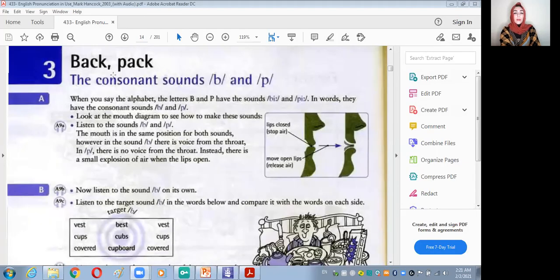Unit 3 will be dealing with two consonant sounds, the b and the p. As you can see from the title, it is back and pack. From last time, as far as you remember, we discussed the main difference between some consonant sounds like the b and the p, which lies in the idea of voicing, and also the strength of the consonant itself. We knew that the voiceless consonants like p are more powerful than the voiced consonants like the b sound.